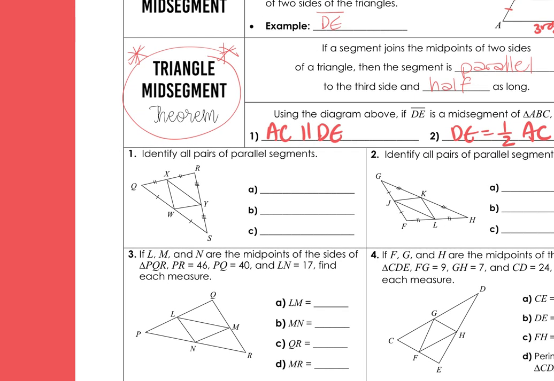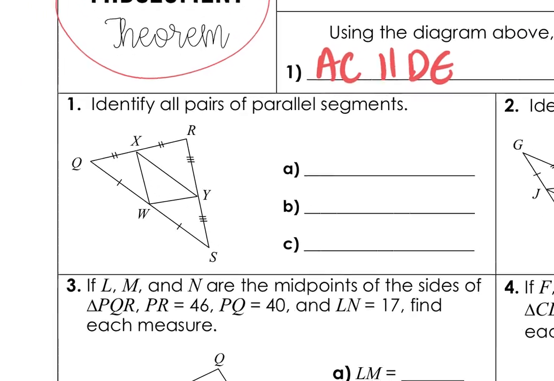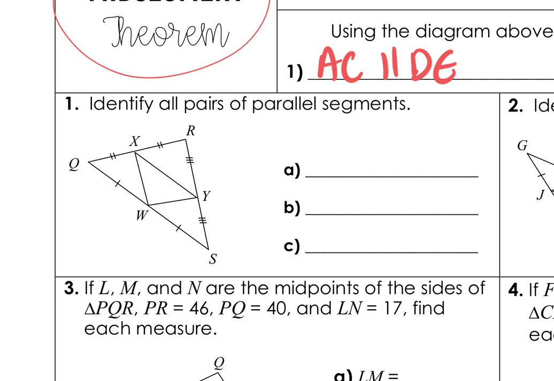Number 1 says identify all pairs of parallel segments. So one of the things I see is that X is a midpoint of QR. I'm just going to highlight things corresponding here. And I know that Y is a midpoint of RS. So that means that this segment, XY, would be a mid-segment for this triangle. So XY is going to be parallel to QS.